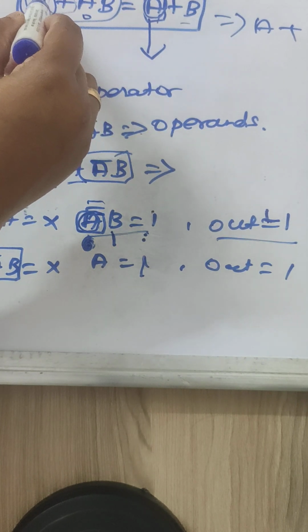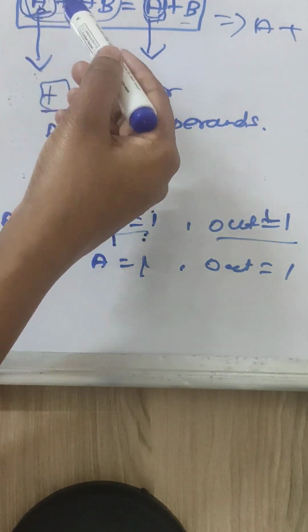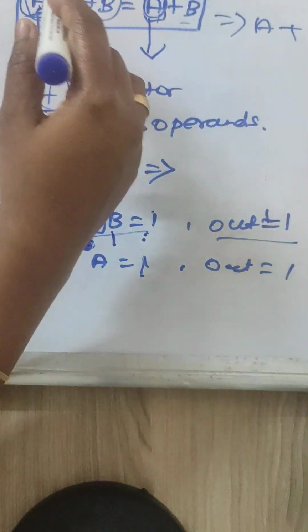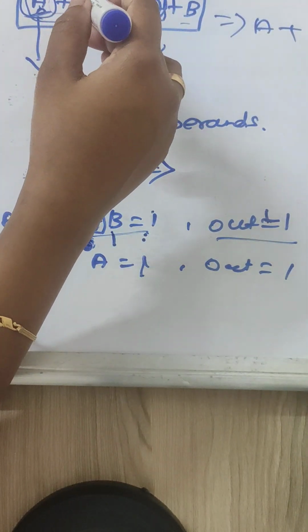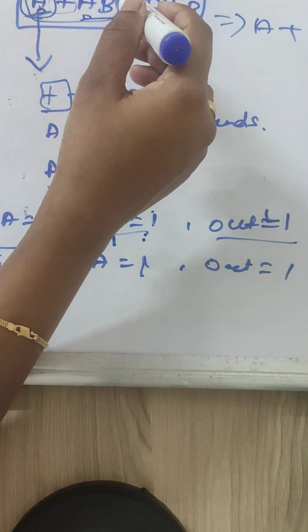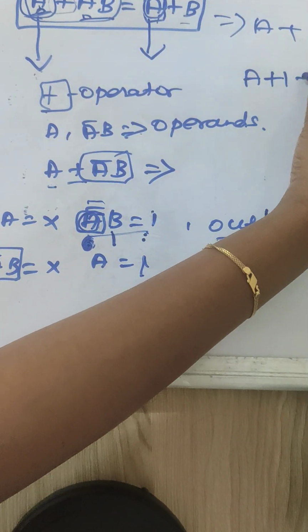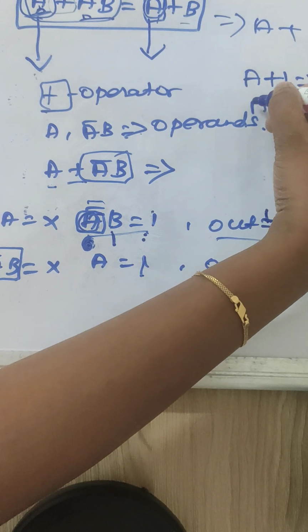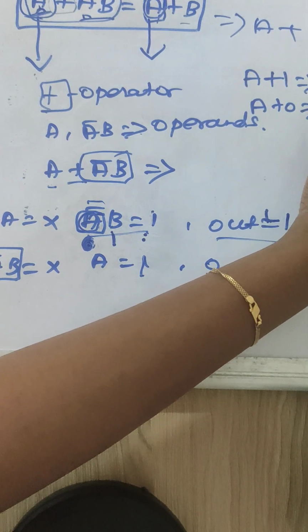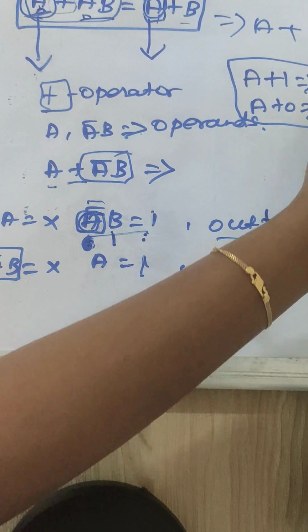So one of the operands is 0, meaning the OR operator, what will it do? It will simply give the other operand. So that is what we have discussed, right? If you see, A plus 1 will become 1, but A plus 0 will become A. This is about the OR gate properties, right?